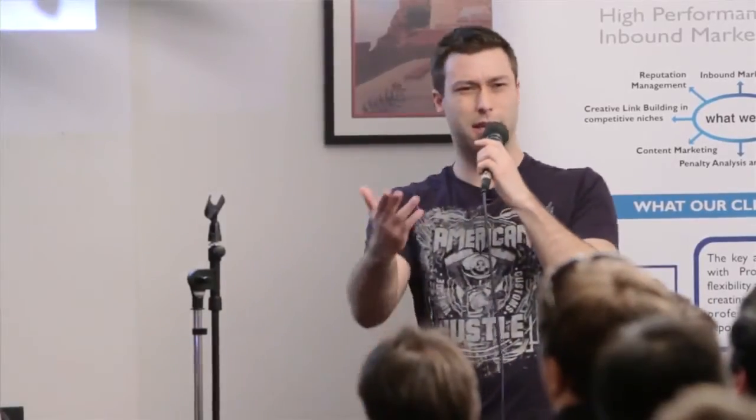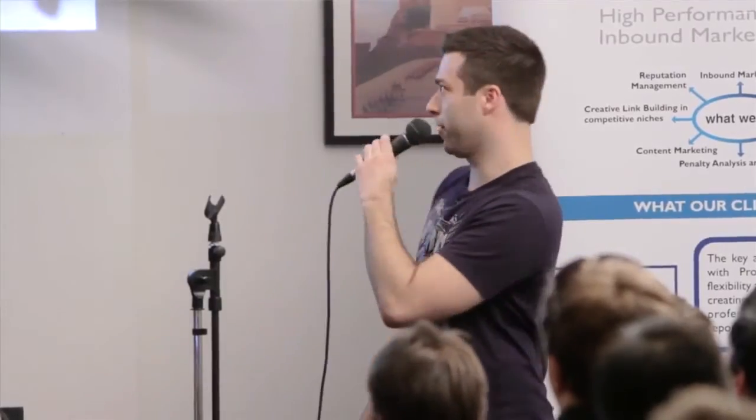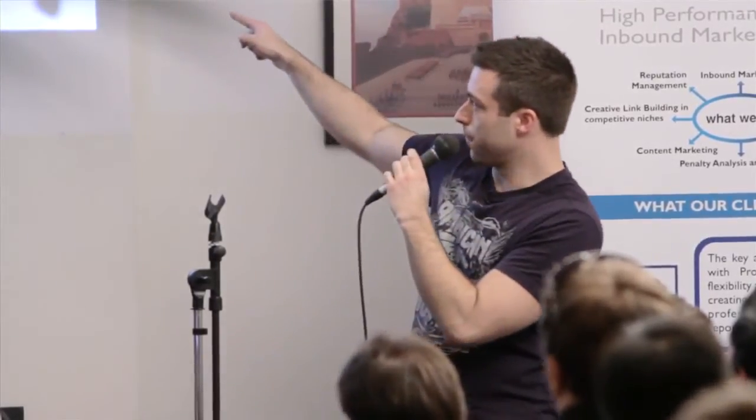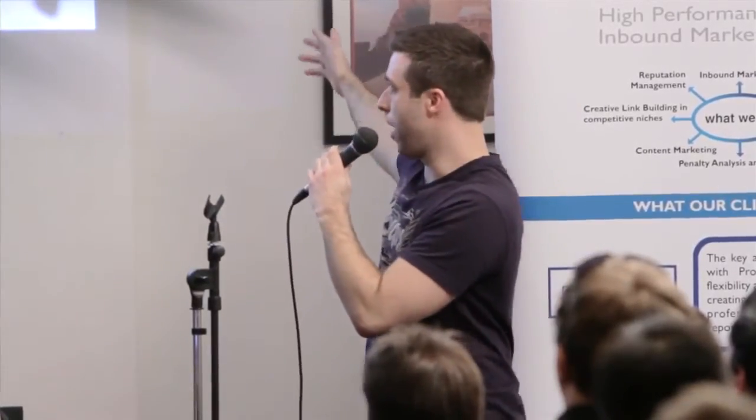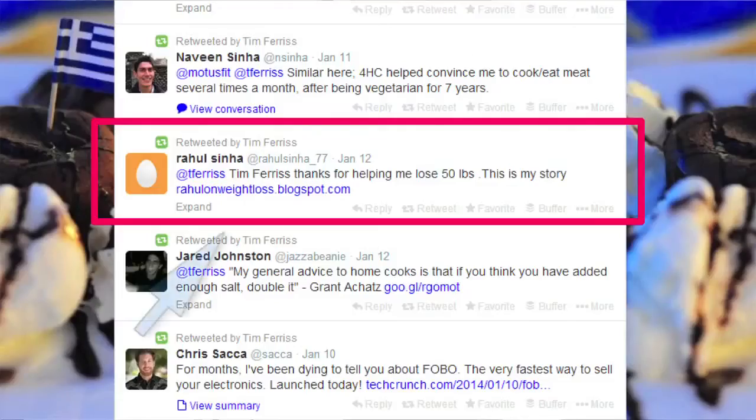Essentially, the way this works is you take somebody who has written a piece of content. Has anyone ever read The 4-Hour Workweek by Tim Ferriss? Yes, good. If you haven't, you probably should. It's amazing. Tim Ferriss also wrote another book called The 4-Hour Chef and The 4-Hour Body. And what this guy did, I don't know, can you see that down the back, or is that a bit faint? It might be a little bit faint. I'll read it out for you. So what this guy has done is he's written a blog post about his results on The 4-Hour Body. So he says, Tim Ferriss, thanks for helping me lose 50 pounds. This is my story, link to blog post.